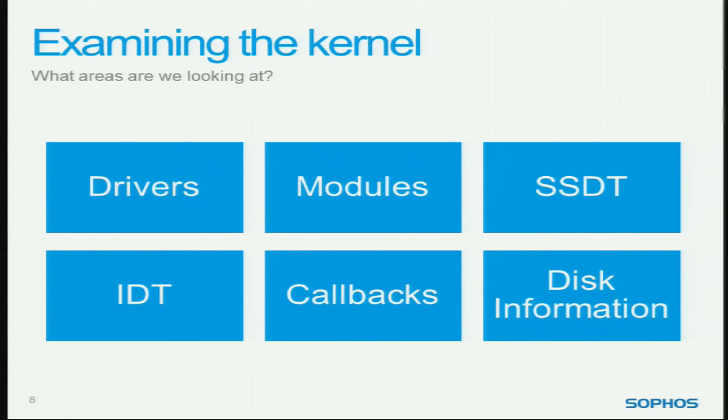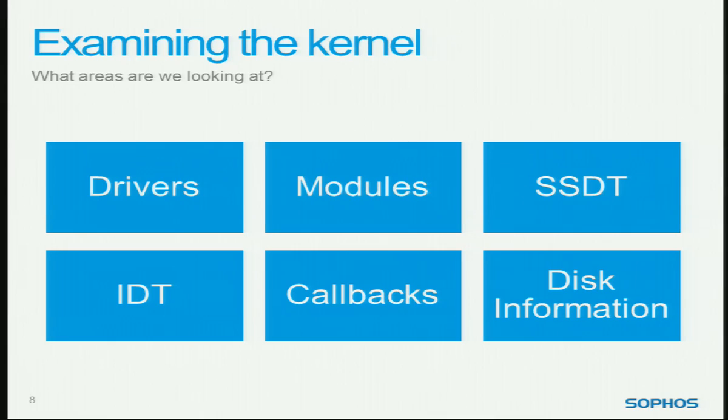The IDT, so has a new interrupt been added? To call an interrupt is only 2 bytes, so if you want to save space in your hook, then you may use interrupts. Callbacks are another good one. These are operating system defined functions, but we've found that rootkit writers like to use callbacks because they can fire an event when a new process has been added, or maybe you've modified the registry or something like that.